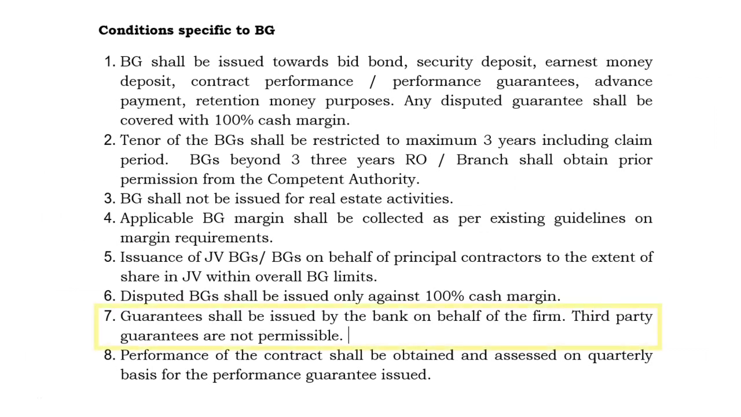For example, if you sanction a BG facility to a company X, so basically you are supposed to give guarantees on behalf of company X. But on a later date, they came up with a request to issue BG in favor of company Y, which is a subsidiary of company X. That should be explicitly mentioned in your sanction letter.